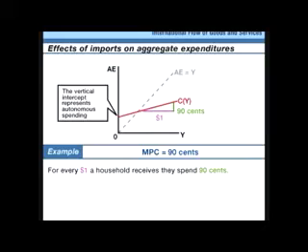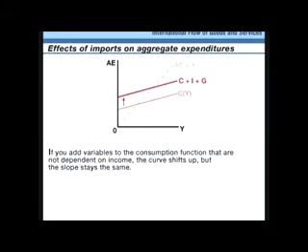Now, let's add on to this consumption function some other autonomous components of spending that are not influenced by income. That is, we're going to shift the line upwards in a parallel fashion, but we're not going to change its slope. So if we add on investment spending and government spending, we shift the aggregate expenditure line upwards. We've added some more components of autonomous spending, and we get this line right here.